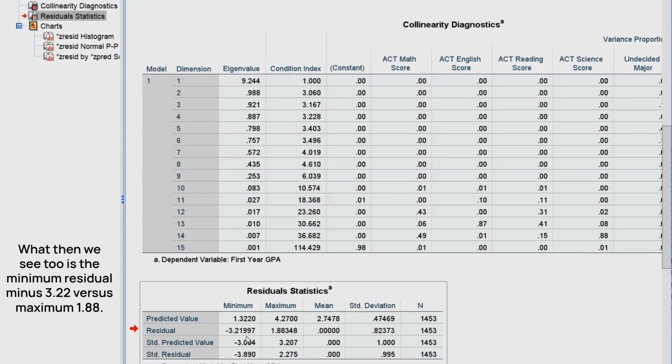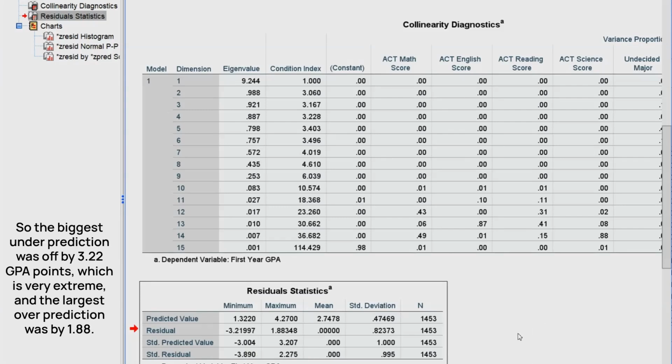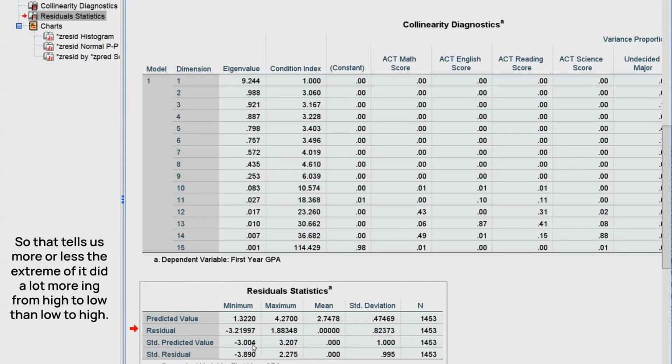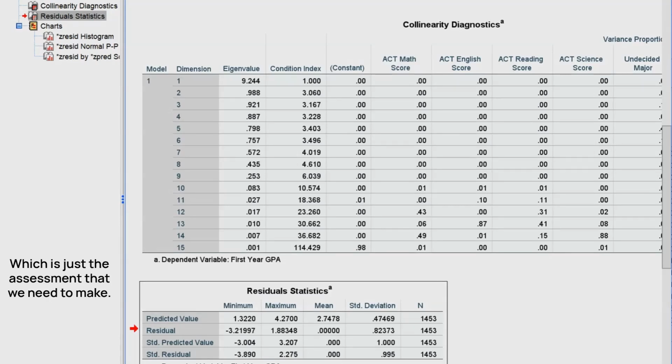What we then see too is a minimum residual of minus 3.22 versus a maximum of 1.88. So the biggest under-prediction was off by 3.22 GPA points, which is very extreme, and the largest over-prediction was 1.88. Saying that you were off by 3.2 points says there was some observation where the prediction was, call it, 1.0, when in fact it was 4.22. So the extreme shows it did a lot more missing from high to low than low to high, which is just the assessment that we need to make.